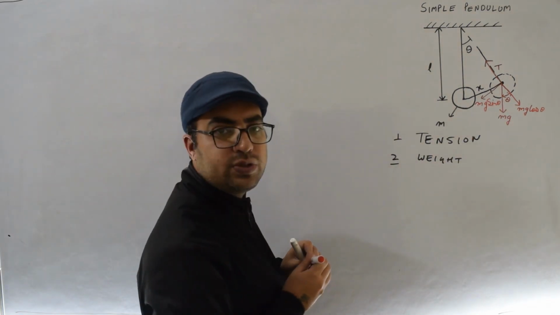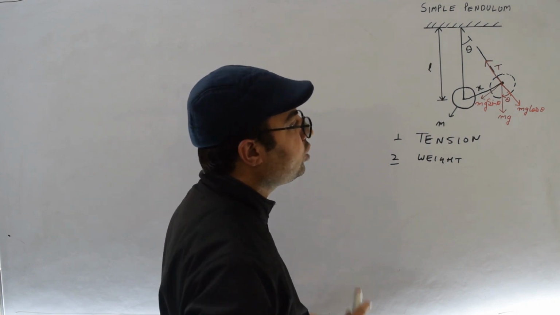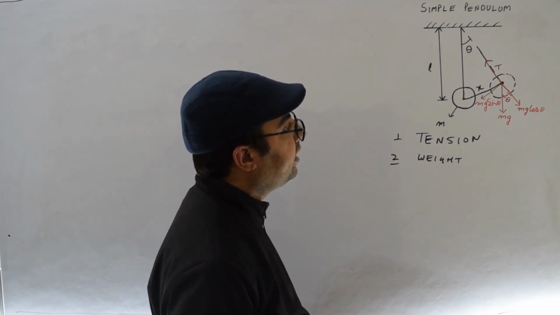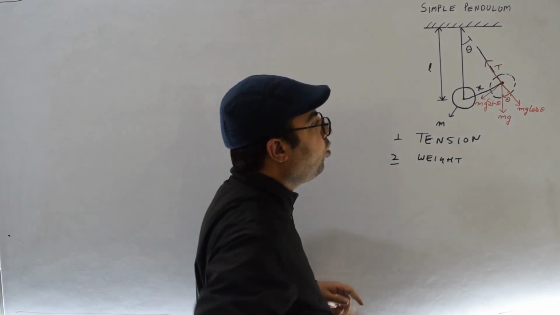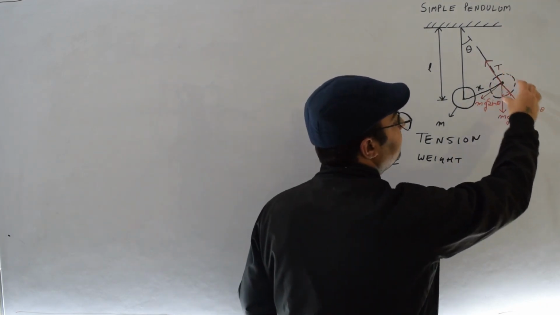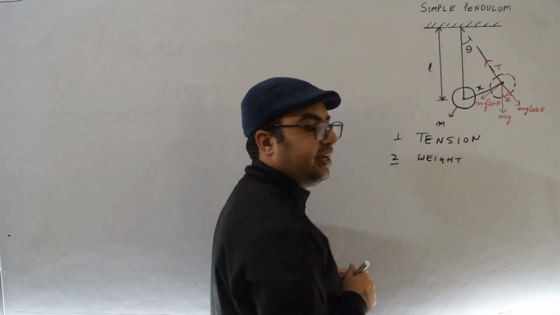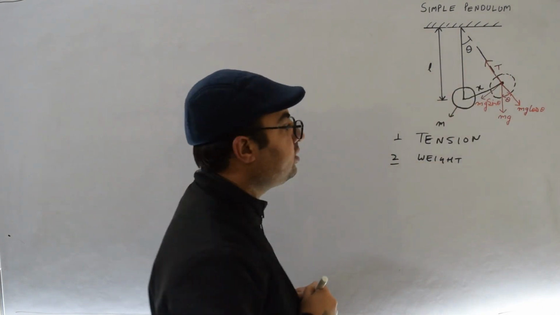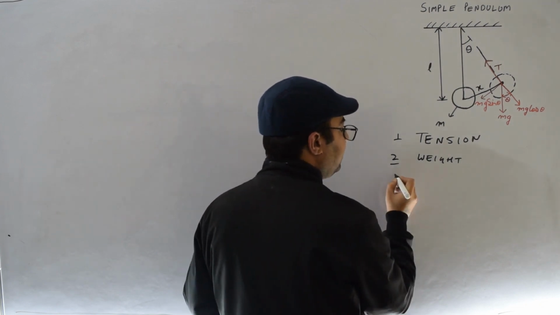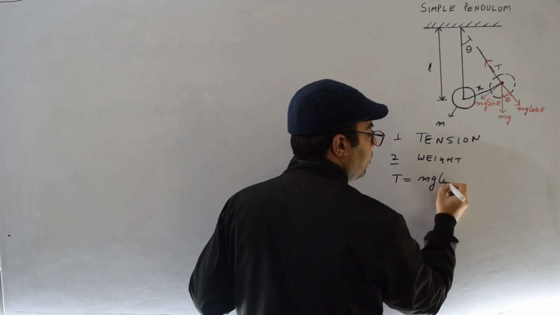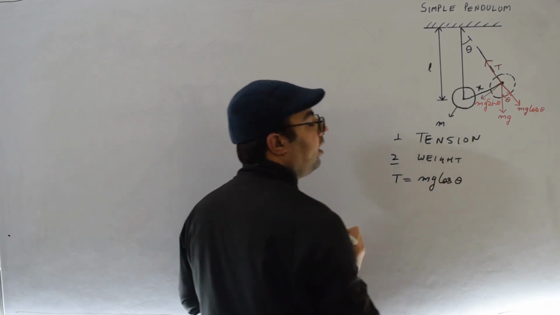If you will observe the motion in the direction of mg cos theta and tension, so there will be no motion of the bob taking place in the direction of mg cos theta or in the direction of tension. It means they both will be balancing each other. So T will be equal to mg cos theta.